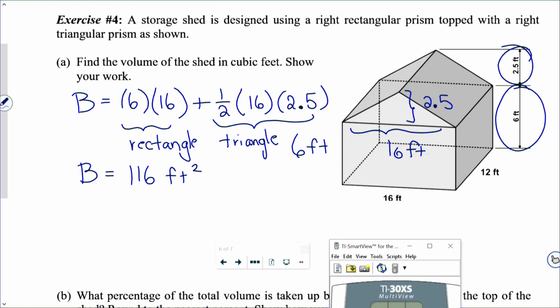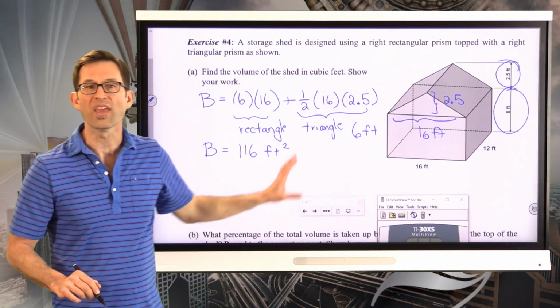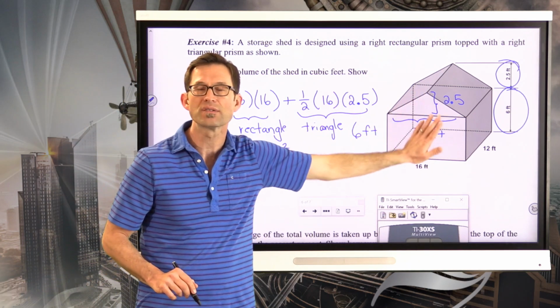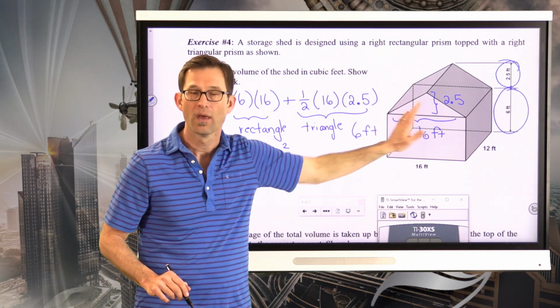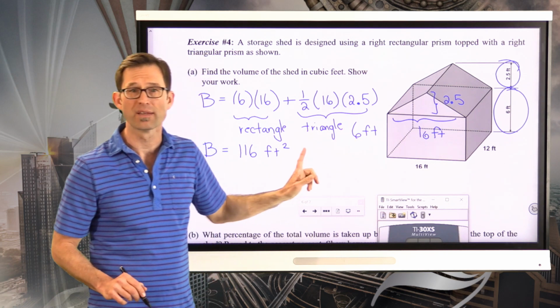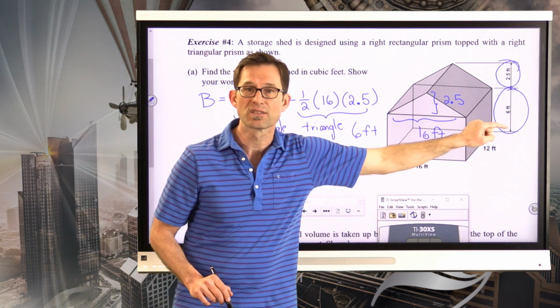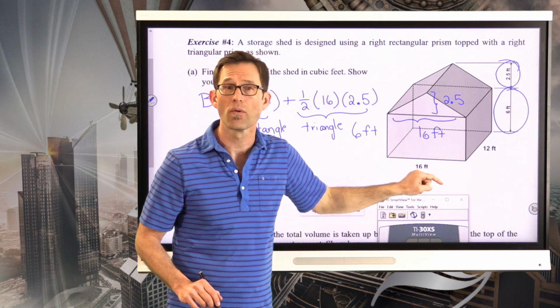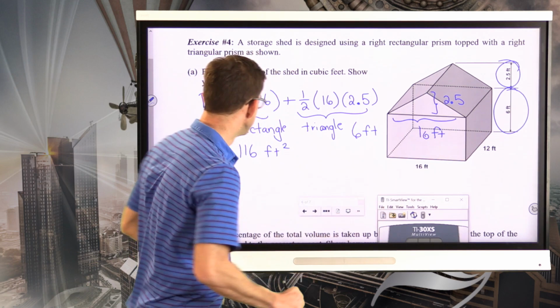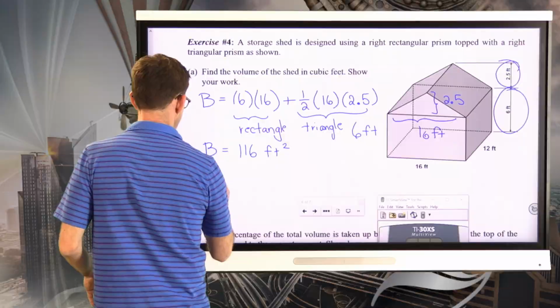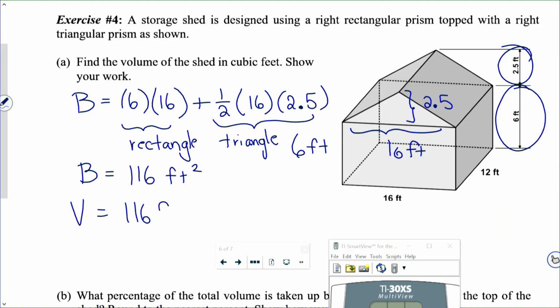So there is simply the area of that front side of my storage shed. Now, if I want the volume of my storage shed, I simply need to multiply that area by the distance between those two identical bases. And that then is going to be 116 square feet times 12 feet.